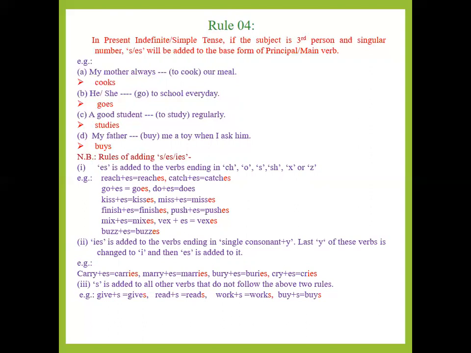2. Ies is added to verbs ending in a single consonant plus y. The last y of these verbs is changed to i and then es is added to it. For example, carry plus es, carries. Look at the change of y into i. Marry, marries. Bury, buries. Cry, cries. 3. S is added to all other verbs that do not follow the above two rules. For example, give plus s, gives, reads, works, buys, etc.